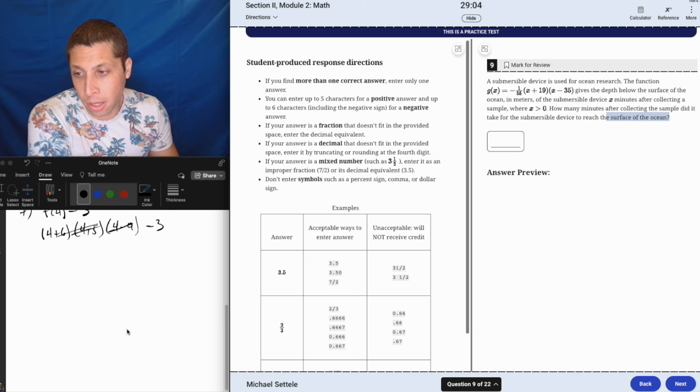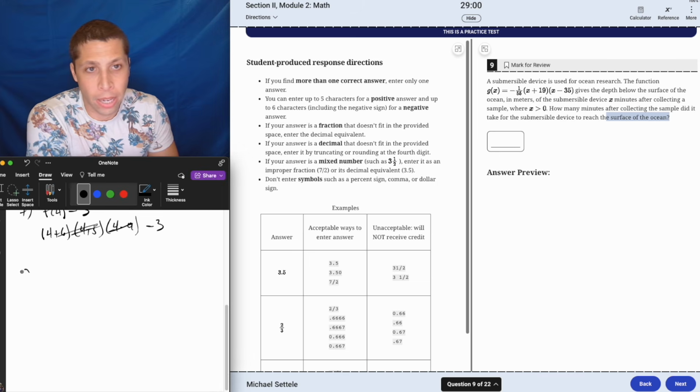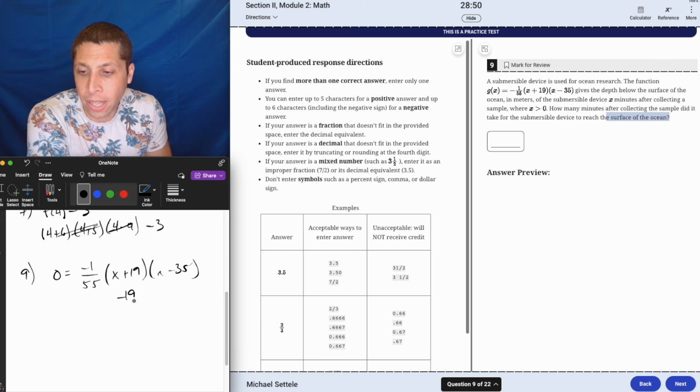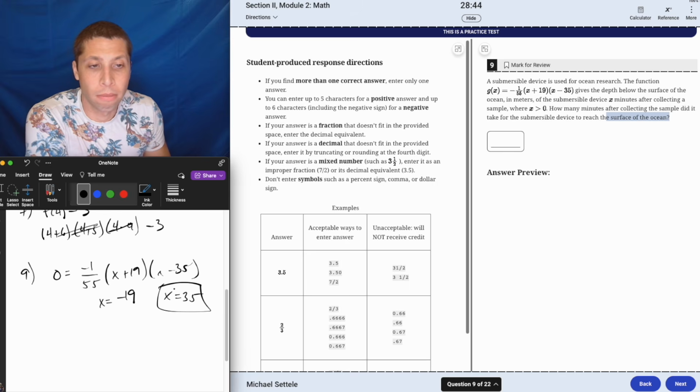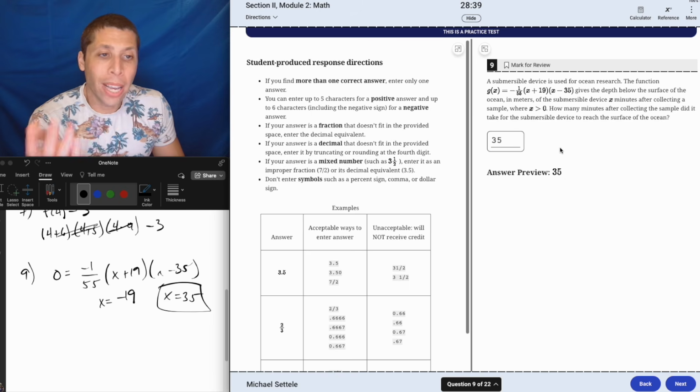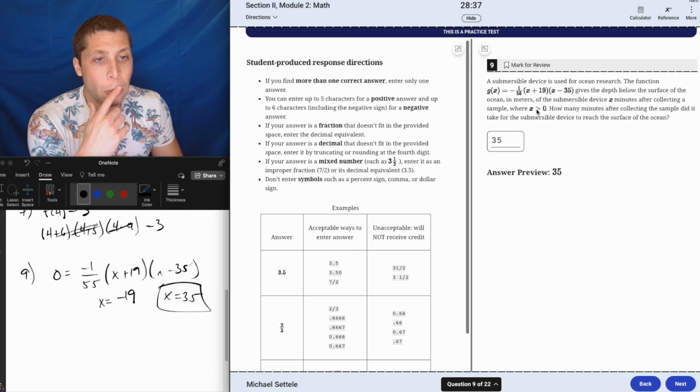So I can do this in Desmos, but I want to write it out, but it just seems to be easy because it's factored already. So x plus 19 and x minus 35. So negative 19, but that can't work because you can't have negative time, and x is 35. Yeah, there you go. So again, you put this in Desmos and just tap the points, but yeah, easy.